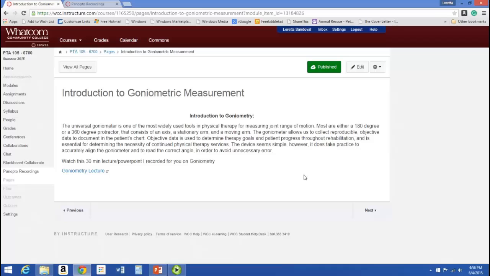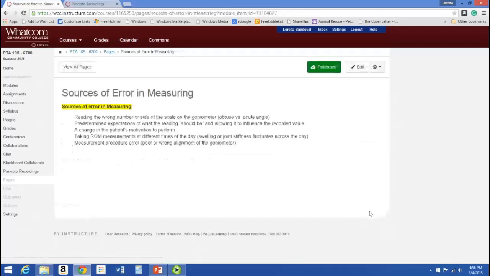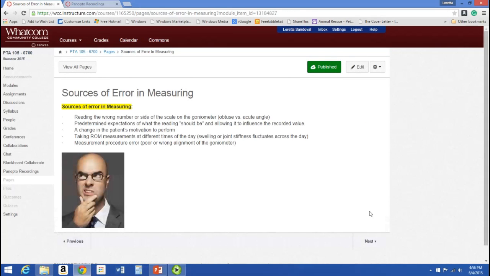So it's a really simple little device, but it does take practice to accurately align it and read the correct angle in order to eliminate as much unnecessary error as possible. So that's what we're going to be doing in lab. We're going to be practicing that goniometry. And of course, the more you practice, the better you get at it.